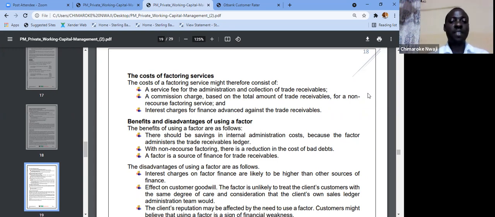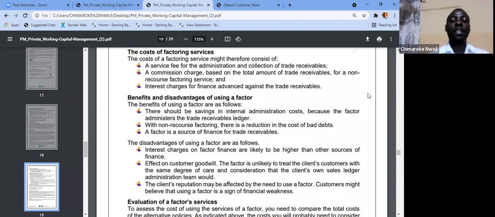Advantages and benefits of using a debt factor, I said it before: they provide administrative service for you by administering your receivable ledgers. They take the hit when your customers refuse to pay all their debts, so you do not go to bad debt. They take the bad debt for you. And they also provide upfront financial support for your trade receivables.